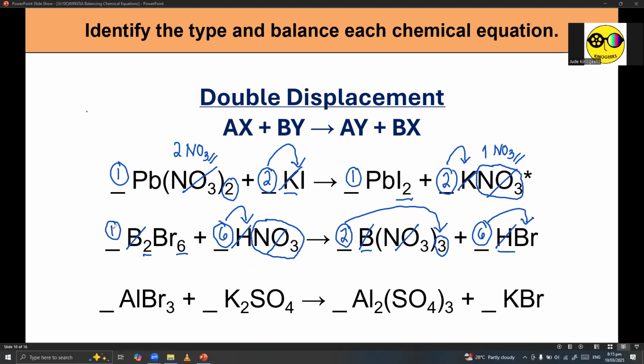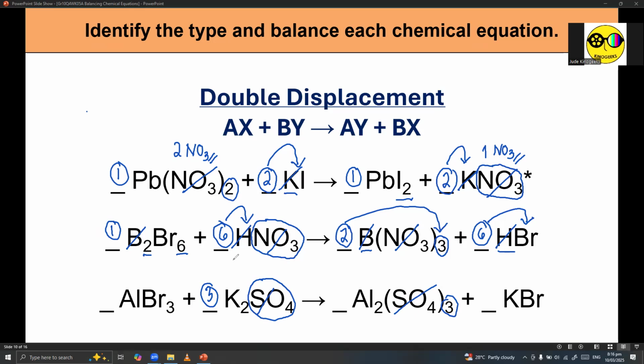Okay. Last double displacement equation, you have AlBr3 plus K2SO4 becoming Al2(SO4)3 plus KBr. This time, I'd like to start with the groups. And the group here is SO4. On the left side, you have one SO4 group. And on the right side, you have three SO4 groups. So for 1 to become 3, therefore you have to multiply K2SO4 by 3, balancing SO4.